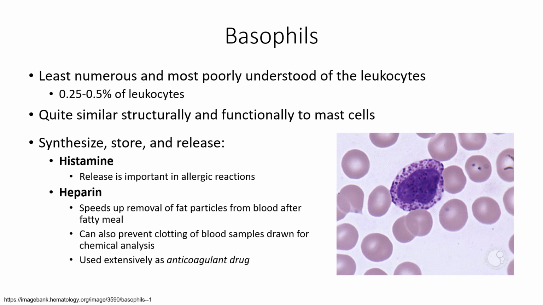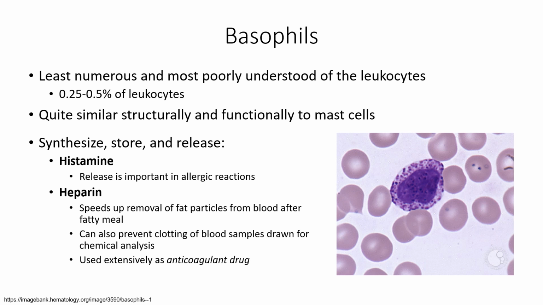Basophils are the least numerous and the most poorly understood of the leukocytes. They're quite similar structurally and functionally to what are called mast cells. Mast cells also release inflammatory stimulating granules.